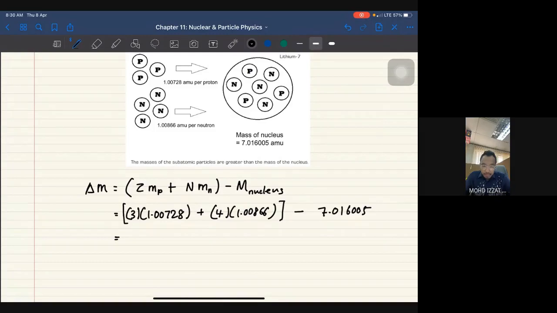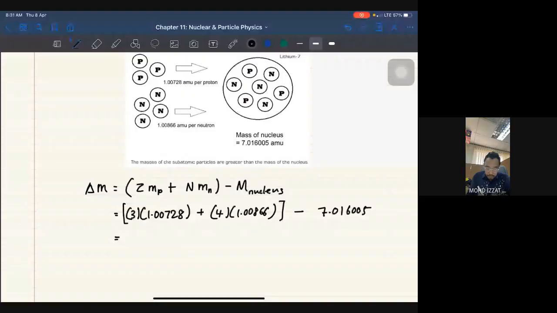You try this. Do you want to do it at the same time with me, or shall I do it by myself? Okay, one thing about this chapter, there are many small numbers, so don't round them. If it is 1.00728, don't write 1.007. So I should get 0.04 here. Since we use AMU, we should get AMU as well.